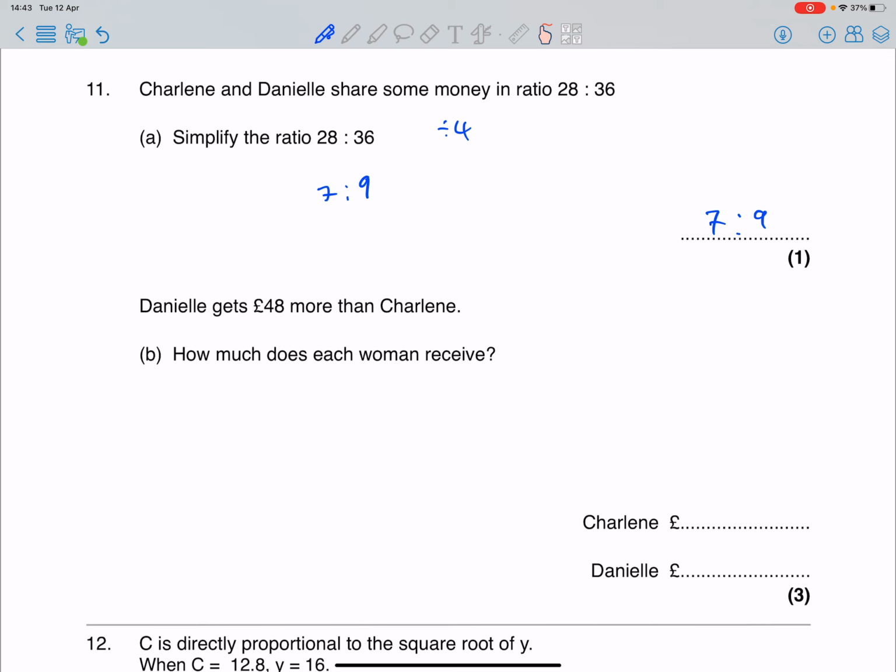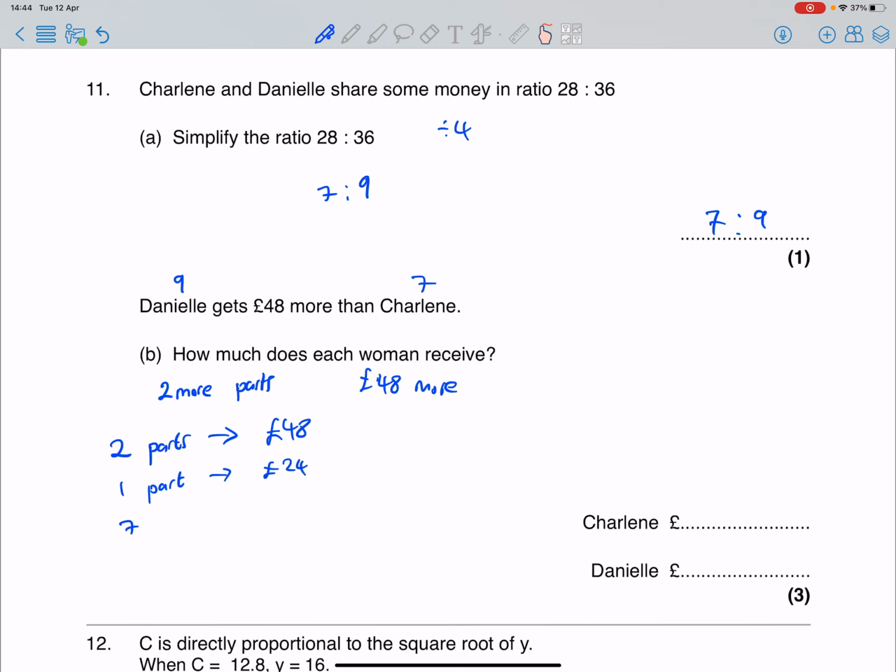Well, Danielle is 9 rather, and Charlene is 7. So that means that Danielle gets 2 more parts. And also we know that Danielle gets £48 more. So that means that the 2 parts must correspond to the £48. And then if you can work out 7 parts, that's Charlene. And if we work out 9 parts, that's Danielle's parts. So dividing by 2, we get 1 part. So divide that by 2, we get 24.